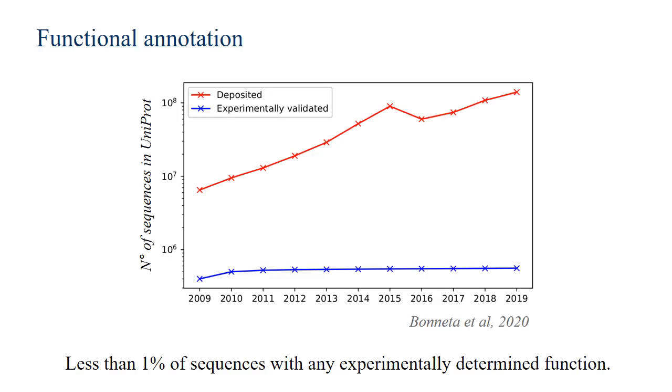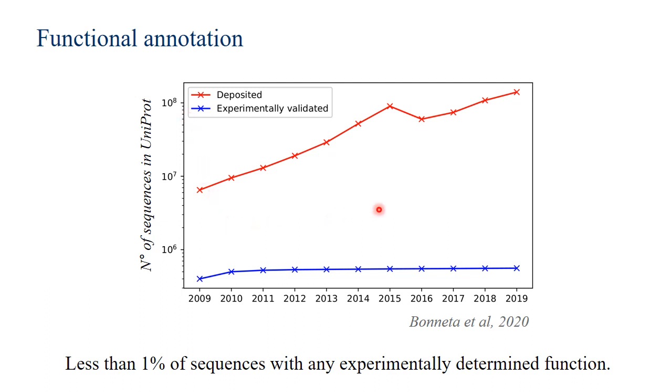Let me start giving some background. Most genes lack validated function. In fact, less than 1% of known sequences have any experimentally validated function. The figure shows here in red the number of sequences in UniProt and in blue the number of sequences with at least one experimentally supported functional annotation. Note here the logarithmic scale in the y-axis.